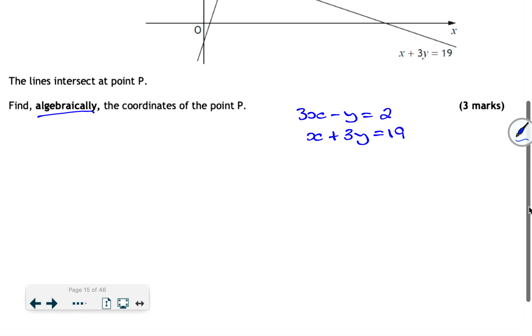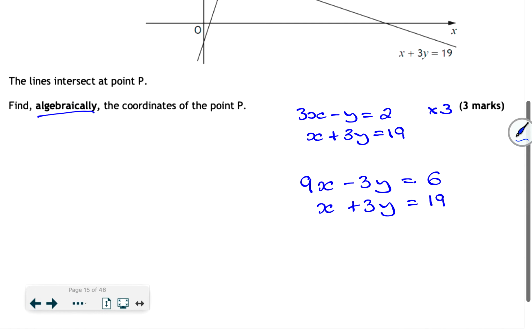So we've got minus y and plus 3y, so it's 1 and 3. Lowest common multiple of 1 and 3 is 3. So leave the bottom equation alone. I would multiply the top equation by 3. So that will give me 9x minus 3y is equal to 6. And the bottom equation stays the same. So it's just going to be x plus 3y is equal to 19.